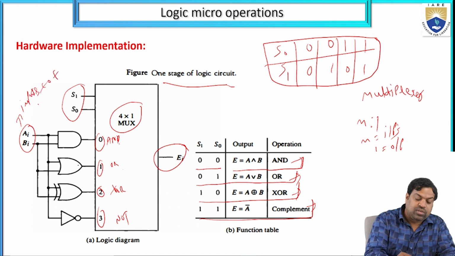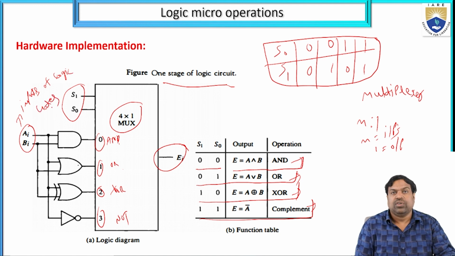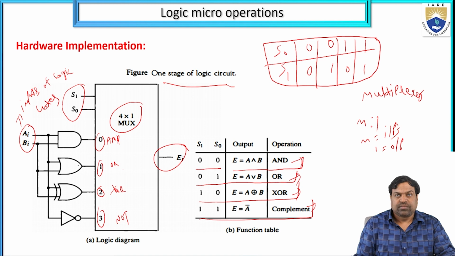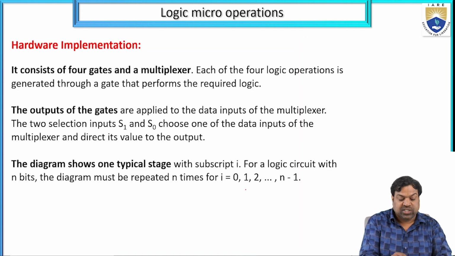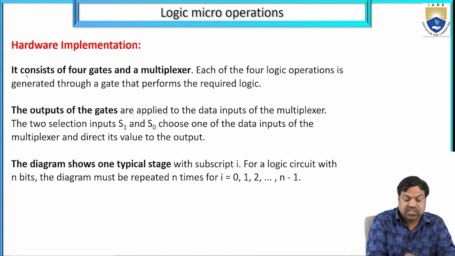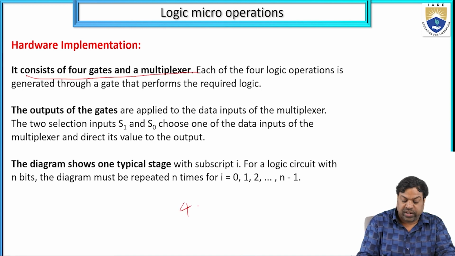Inputs of logic gates. So 4 logic gates of 4 inputs, 4:1 multiplexer, 1 output is there. So I am taking 4 inputs. So this hardware implementation consists of 4 gates and a multiplexer. 4 gates I am taking and 1 multiplexer.